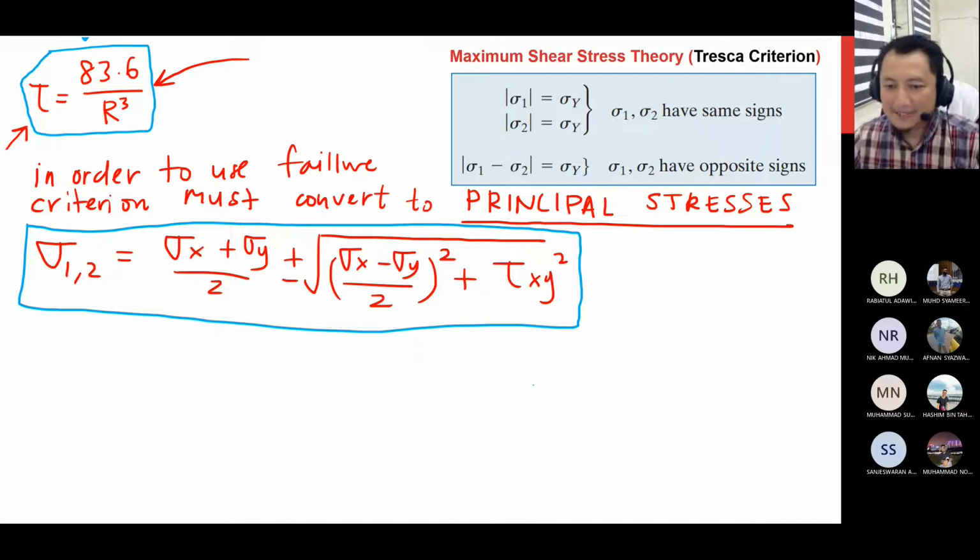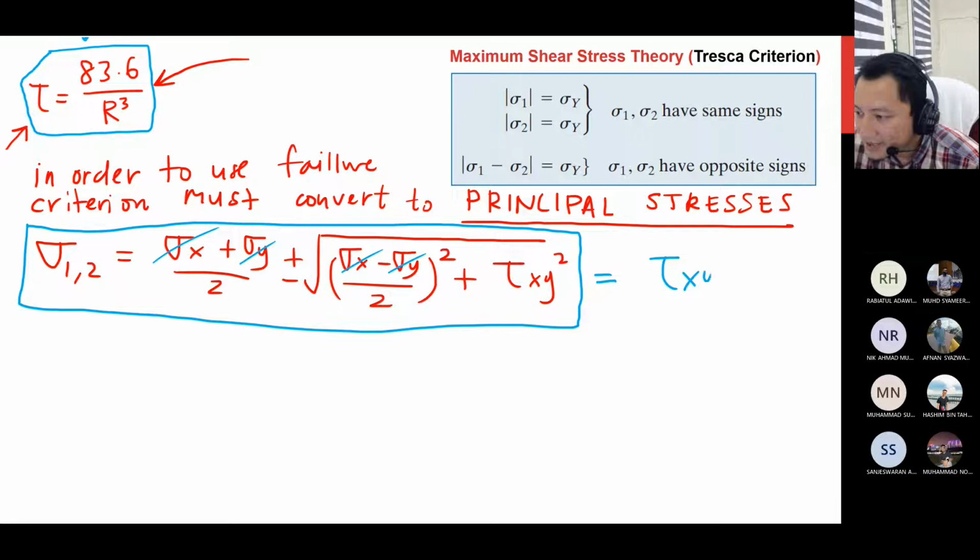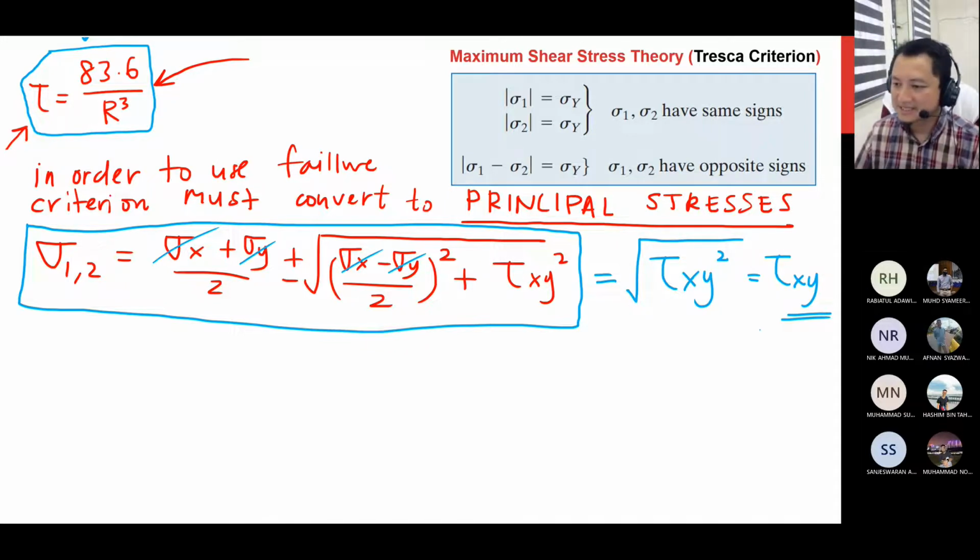So banyak benda jadi zero lah. Sigma X, Sigma Y semua mana ada. Tak ada value. Sigma Y tak ada. Ni pun tak ada. So principal stresses dia tinggal ni je lah. Terus sama dengan tau XY kuasa 2 square root. Maksudnya terus sama dengan tau XY. Itulah principal stresses dia.